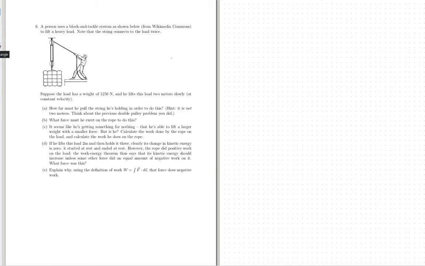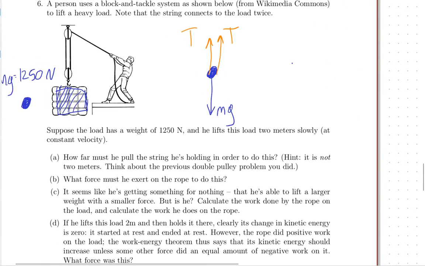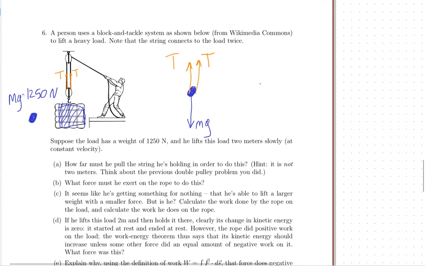So if I draw a force diagram for the load, and this is important, if I consider this thing here to be my big block, where mg is 1250 newtons, its force diagram has its weight going downward, but tension from two different ropes going upward, right? Because whatever the tension in this rope is, it acts upward twice on the load. That's going to be important later.